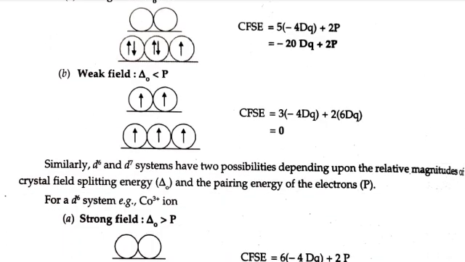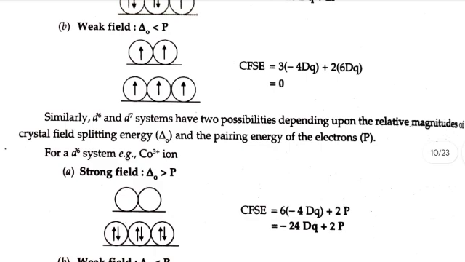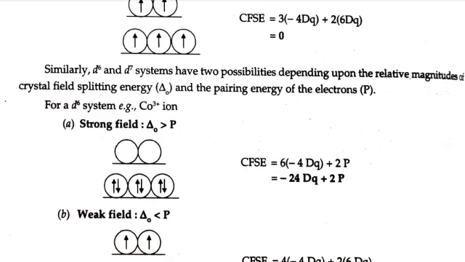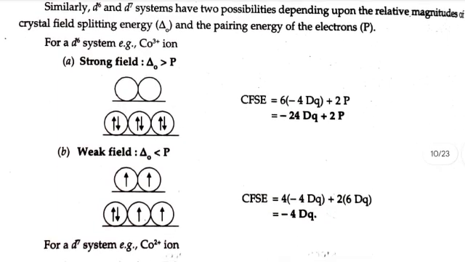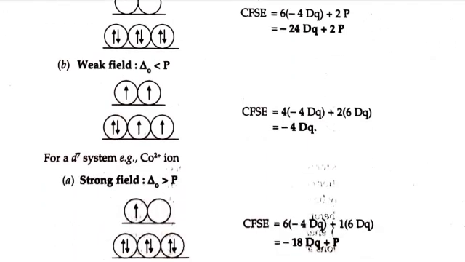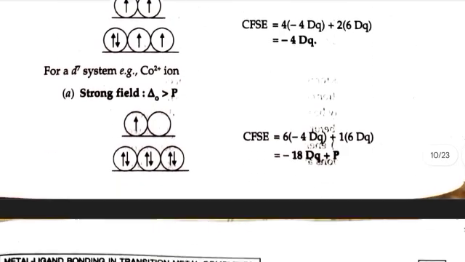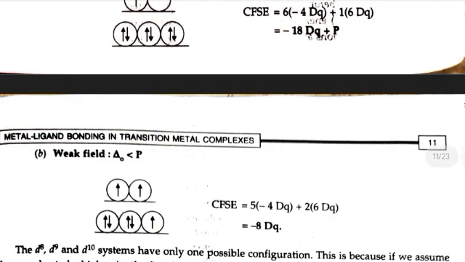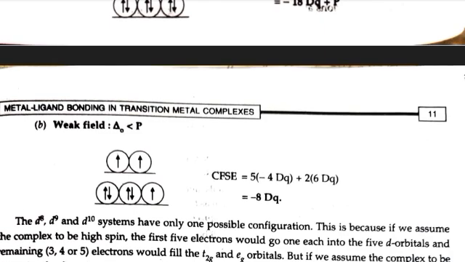Similarly, d6 and d7 systems have two possibilities depending upon the relative magnitude of the crystal field splitting energy and the pairing energy of the electron. For a d6 system, for example Co3+, strong field means delta naught is greater than P, and CFSE is equal to minus 24 Dq plus 2P. For a weak field ligand, if the pairing energy is greater than delta naught, CFSE is equal to minus 4 Dq. For a d7 system, Co2+, strong field when delta naught is greater than P, CFSE is equal to minus 18 Dq plus P. For a weak field, when the pairing energy is greater than delta naught, CFSE is equal to minus 8 Dq.